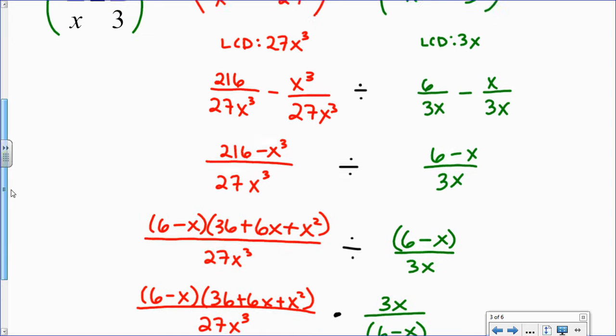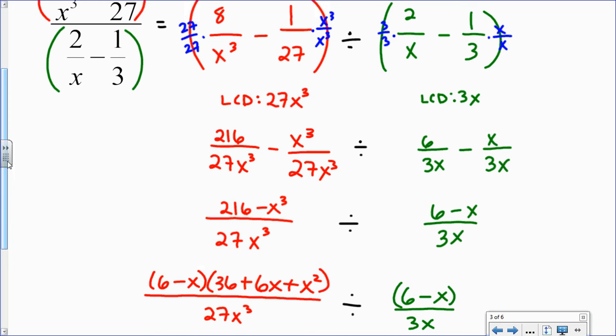Just let me back up to right here. When you're subtracting or adding, so I'm looking right here, I cannot cancel these x cubes. I can't do that when you're adding or subtracting. Multiplying, you can do that. Okay?